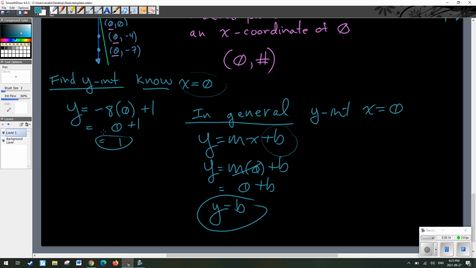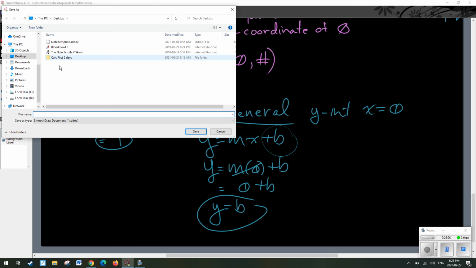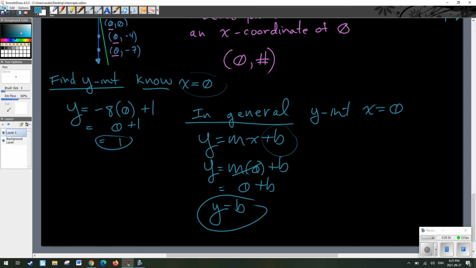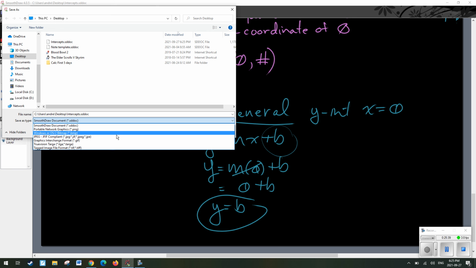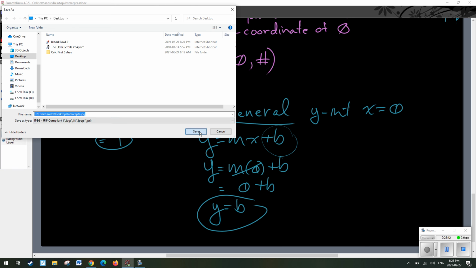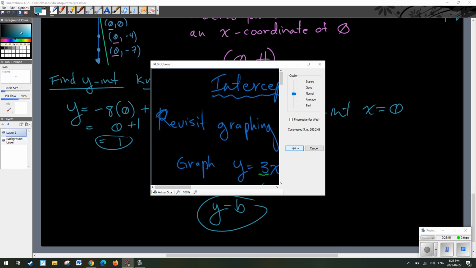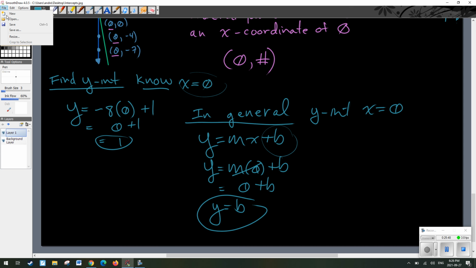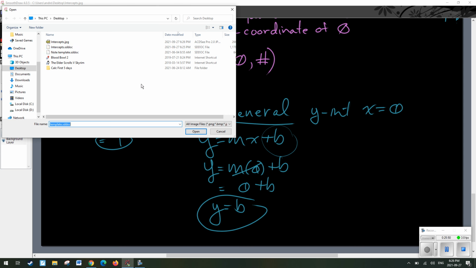I'm going to take the x value and I'm going to put in the x value of 0 and find my y value. So I'm going to just save this and then open up a new one. So I'm going to put this on my desktop. So this is intercepts. Save that guy. Actually, I'm going to save it as a JPEG so I can share it with the class. Intercepts, there we go. Good. Okay. And then I'm going to open up a new file that we can keep working on. I want the notebook template. Okay, there we go. Awesome.